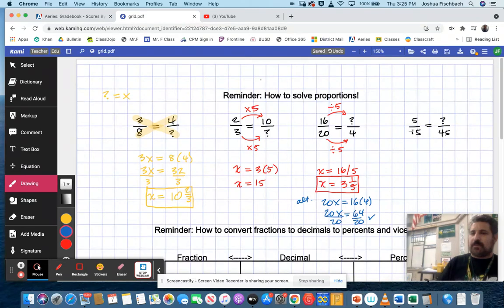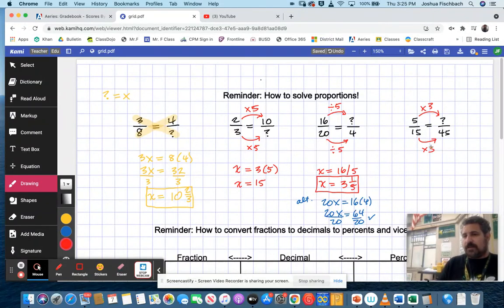I see a relationship between 15 and 45. If you multiply 15 by 3, you get 45. So we could just multiply the top and bottom by 3. And as long as you're multiplying top and bottom by the same value or dividing top and bottom by the same value, you're going to create an equivalent ratio because you're basically multiplying or dividing by 1, and multiplying or dividing by 1 doesn't change anything.